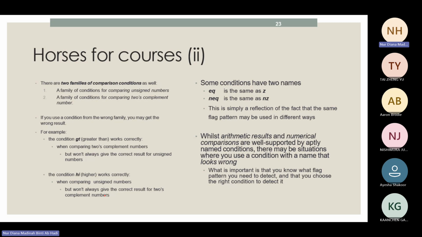Some conditions have two names. For example, EQ is the same as ZS, and NE will be the same as your NZ. This is a simple reflection of the fact that the same flag pattern may be used in different ways. Whilst arithmetic results and numerical comparisons are well supported by the names of the conditions, there may be situations where you use a condition with a name that looks wrong. What is important is that you know what flag pattern you want to detect and you choose the right condition to detect it.